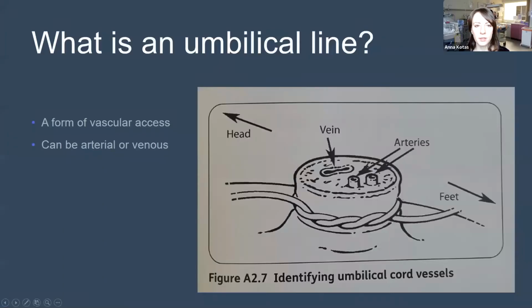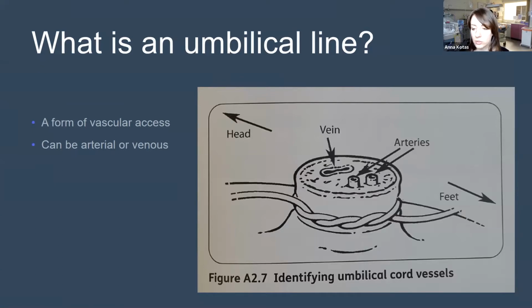Just for those of you who are perhaps unfamiliar with the concept of using the umbilical vessels for vascular access, that's simply all it is. It's a procedure that is unique to neonatal care. It's only something that can be undertaken when a baby is newborn, when the umbilical vessels are patent, and it's an easy way to establish central venous access or arterial access if needed.